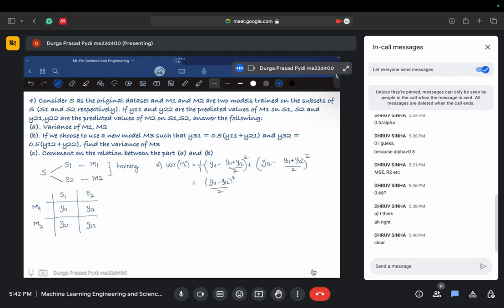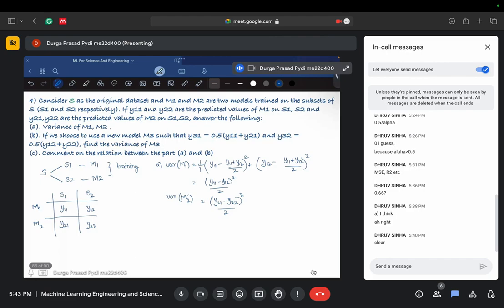Is this clear? If this is clear, then everything follows as well. I hope there are no questions in the math. So this is the variance for model M1. Similarly, if you do it for M2, it is going to be in terms of Y21 and Y22. So that is (Y21 − Y22) whole square by 2. So the first part is straightforward. Is this clear, or are there any queries? Okay, I'll take that as clear.